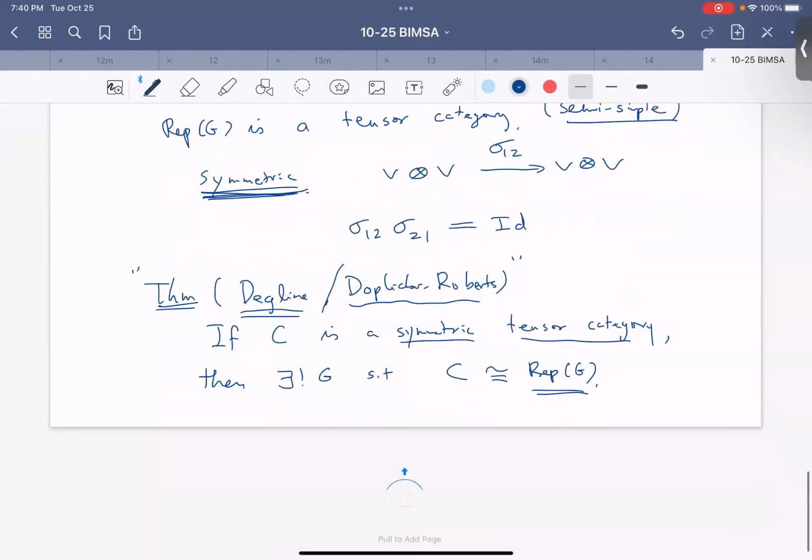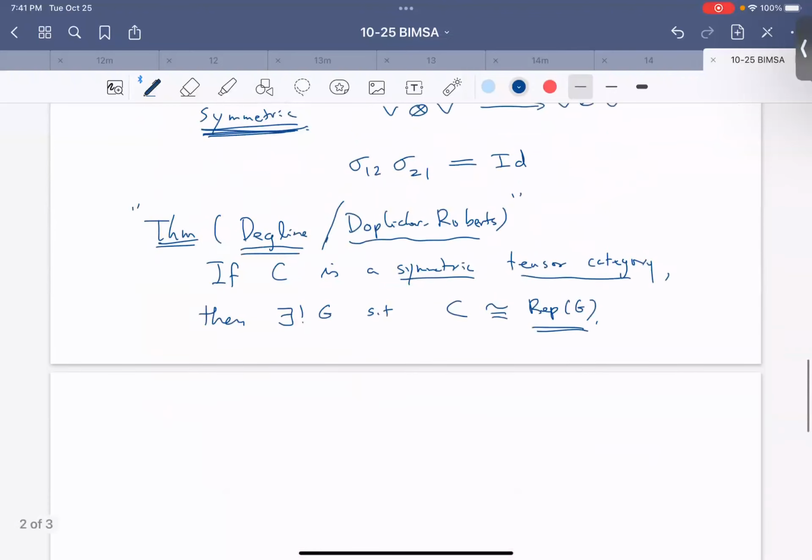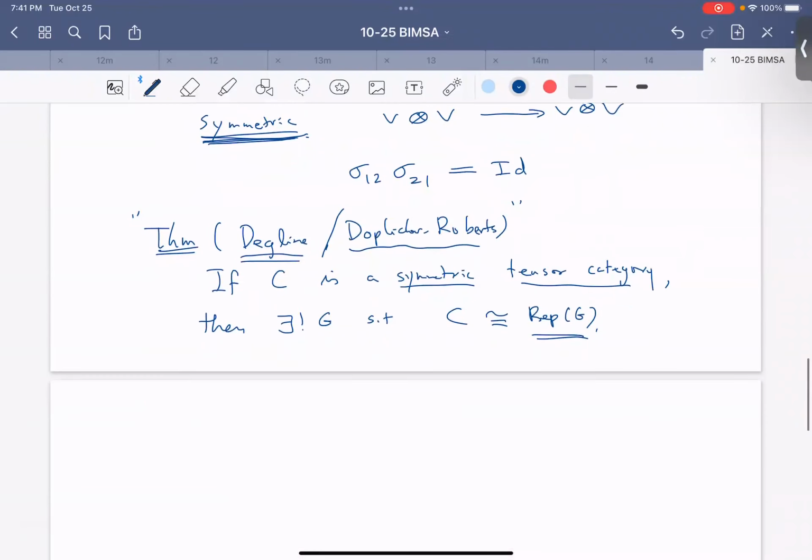So Doplicher-Roberts, they're concerned with a question which comes from algebraic quantum field theory. So their paper, the paper by Doplicher-Roberts, I think I forgot the exact reference, but at least one of the papers has the following title.